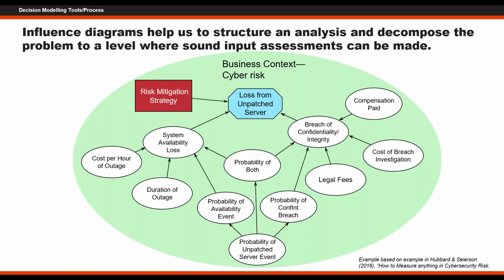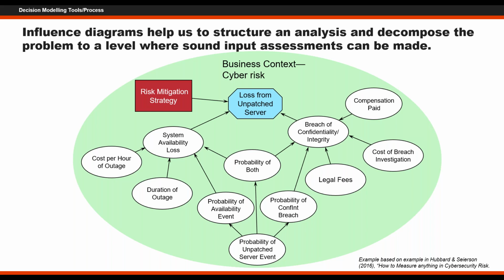I've got some bubbles in there that talk about the probability. So we may have the probability of the unpatched server event. And given that you have that, there's a probability that it's an availability problem or a confidentiality or integrity problem, or maybe both, right? And then that ultimately impacts the losses that you'd experience. And on the right-hand side, we've just teased out another layer of factors that could influence the value of your breach of confidentiality or integrity, which may be things like legal fees you have to incur, cost of breach investigation, or maybe compensation that you ultimately have to pay. So this is a first step where we can sit around and start to decompose the risk, or decompose the opportunity, and understand where the sources of value are and the relationships between them.